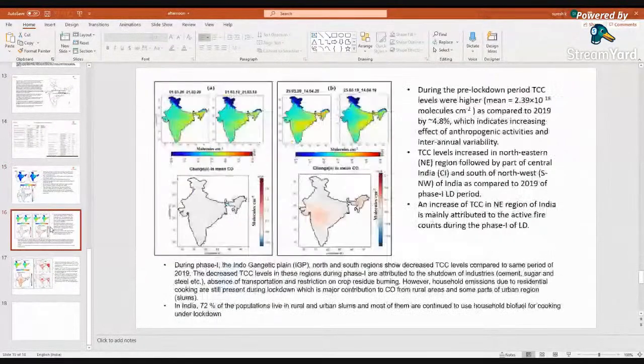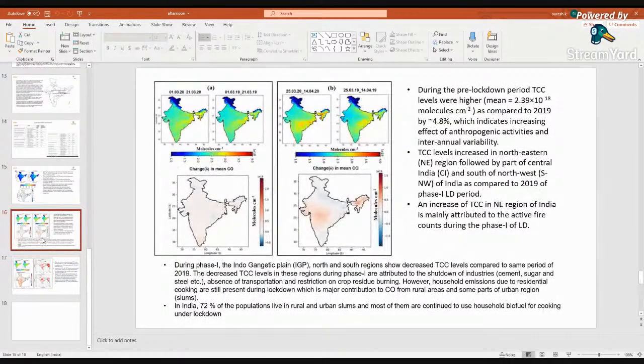And next, coming to carbon monoxide. Mainly when coming to NO2, we have taken the pre-lockdown period, we have compared 2020 to 2019, and phase 1 we have compared, and phase 2 also we have compared. Since during the lockdown period industries like power plants were operational, we could see the effect of anthropogenic sources. During phase 2 some restrictions were relaxed, so some small-scale industries were opened, and some agriculture burning was also allowed. So that effect we could see during this lockdown period.